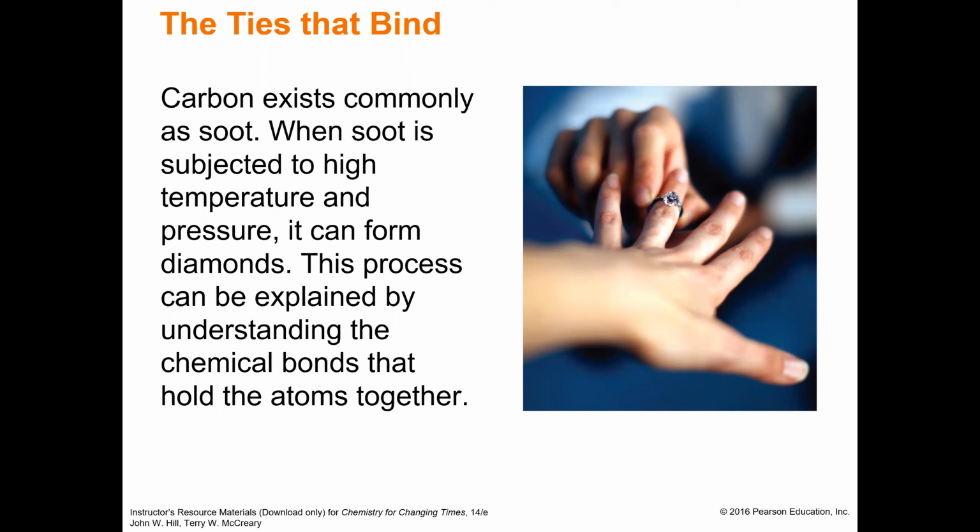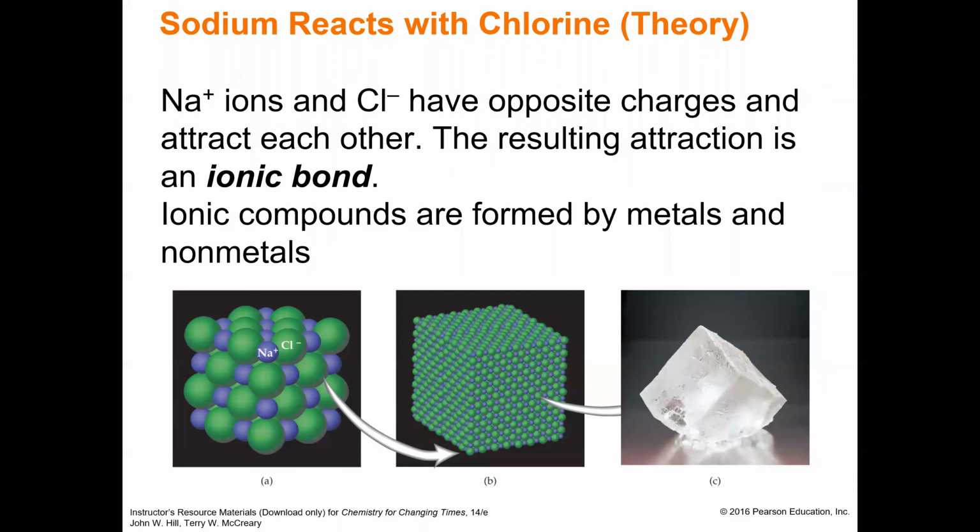So this is an example. These carbons take kind of a lattice, and it's just covalently bonded carbon together. So we'll be talking about this, but before that, we'll talk about ionic bonds.